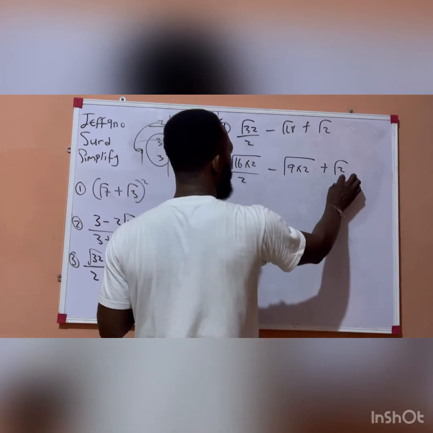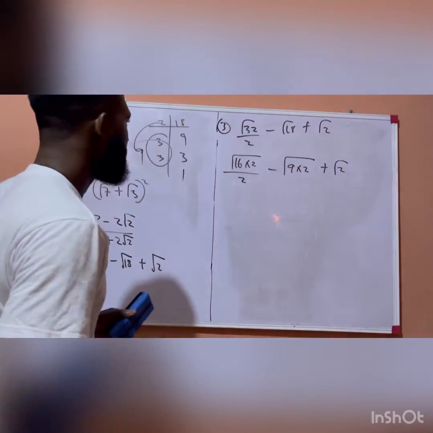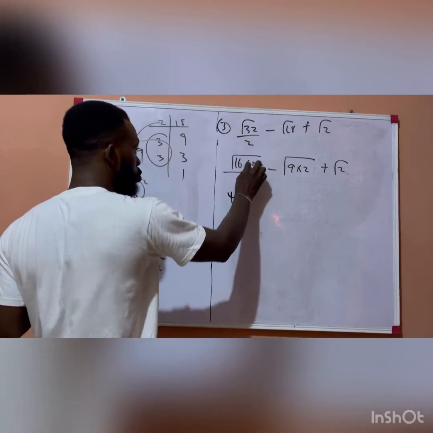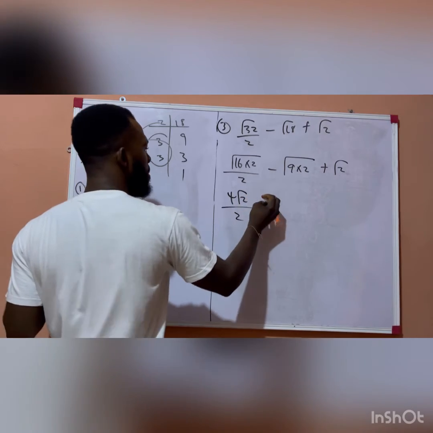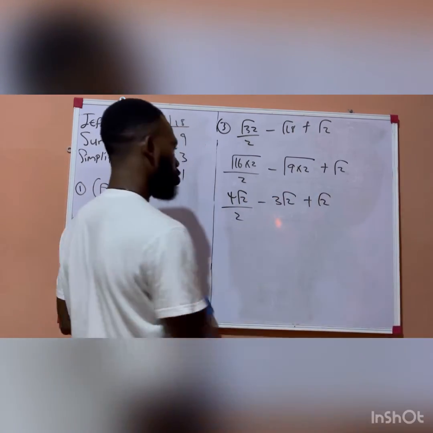Now, why did I leave this as root 2? Because why? 2 is not up to 8, so I don't have a problem with it. Okay, the square root of 16 gives us 4 root 2 over 2 minus square root of 9 gives us 3 root 2 plus root 2.